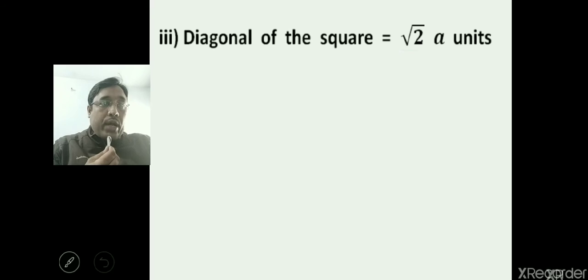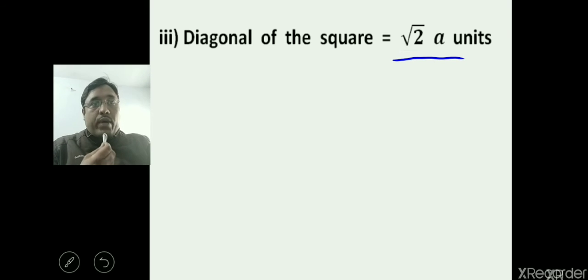Then the diagonal of the square is root 2 into a, where a is the side. You can find the diagonal by the Pythagoras theorem: when you draw the diagonal, the square is divided into two right triangles, where the hypotenuse is the diagonal. In this way the diagonal of a square is root 2 into a.